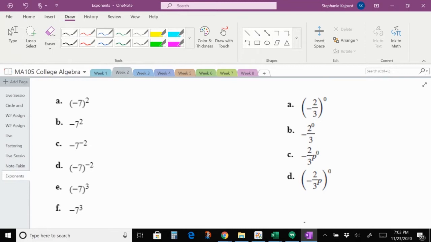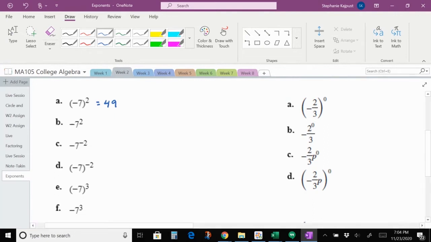So I'm going to start on the left. I've got A through F here. So for A, we have (-7) squared. When you have a negative squared, if that negative is in parentheses, that's going to include the negative. So that's a negative times a negative, so we're going to get a positive answer. So this will give us a positive 49 because -7 times -7 is positive 49.